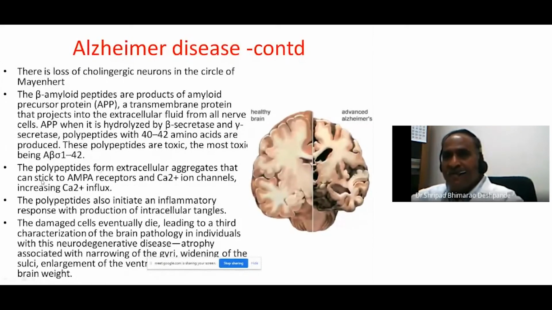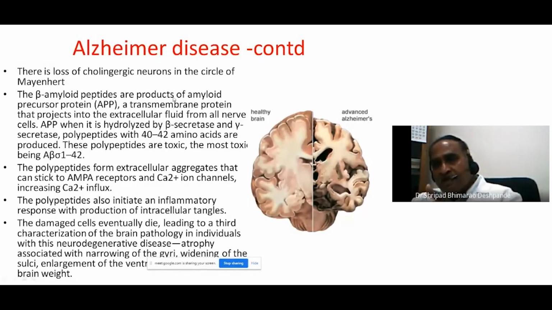will die. At the same time, the neuritic plaques, the amyloid beta plaques, are produced. They aggregate, and they activate the AMPA receptors, that's a glutamate receptor, and also the calcium ion channels, so there is calcium influx. The calcium influx results in excitotoxicity and again cellular death.